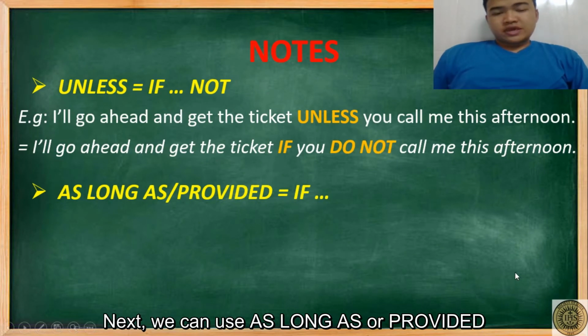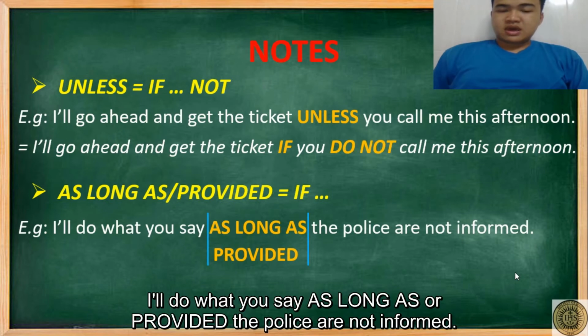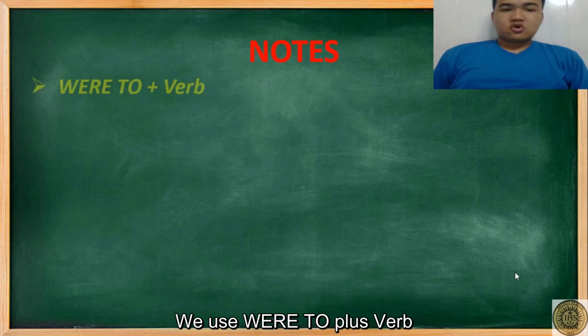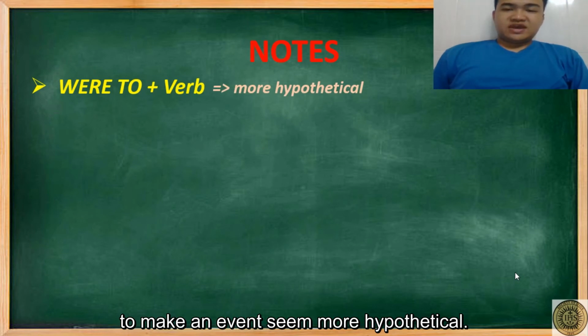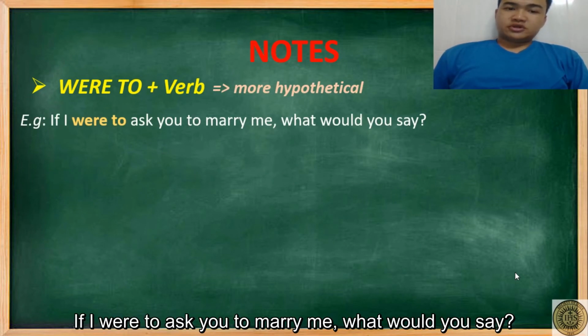Next, we can use as long as or provided to replace the word if in the if clause. For example, I'll do what you say as long as or provided the police are not informed. Next, we're gonna pay attention to some special verbs used in the if clause. We use were to plus verb to make an event seem more hypothetical. For example, if I were to ask you to marry me, what would you say?